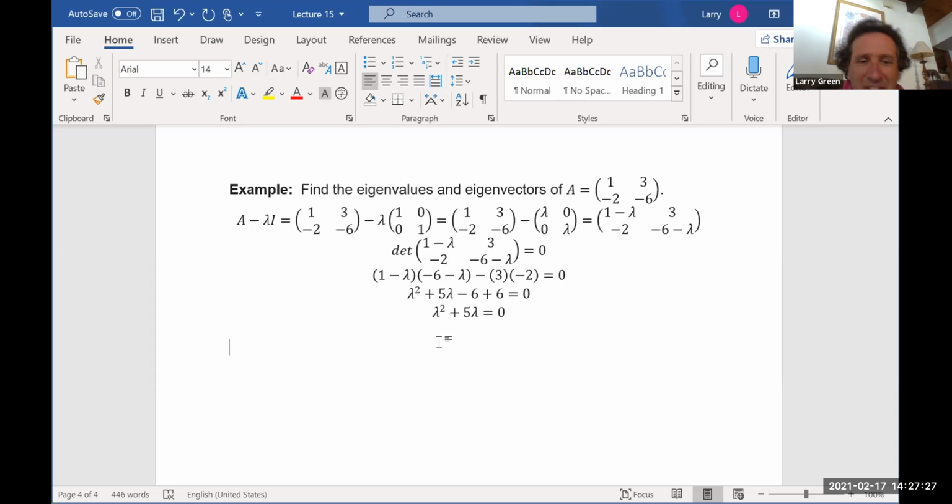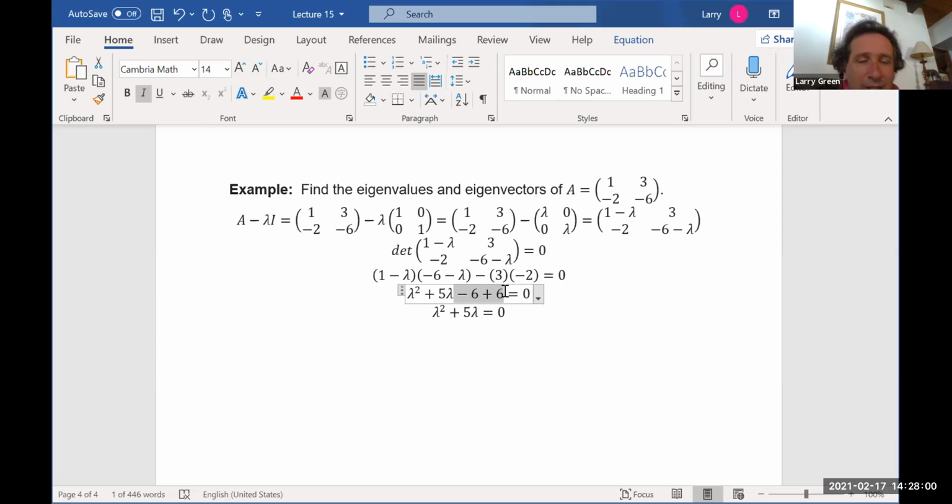I do want to mention something. This 5 here is negative the trace of this original matrix. And the trace is the sum of the diagonals. 1 plus -6 is -5. Take negative that, and you get this 5. And it turns out the determinant is equal to 0, and this -6 plus 6 is the determinant. And that's not a coincidence. It always works that way.